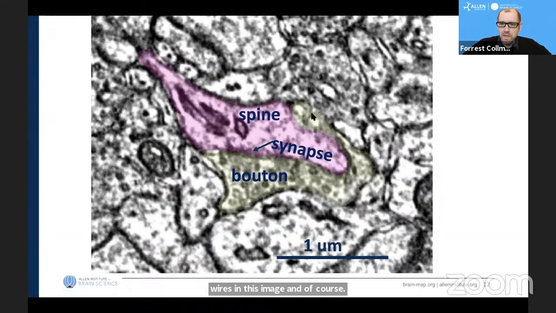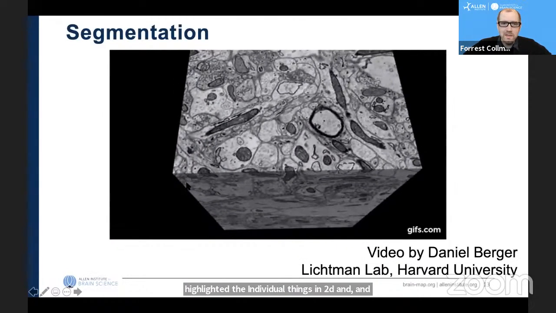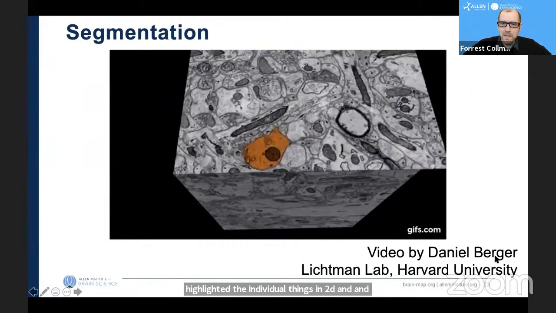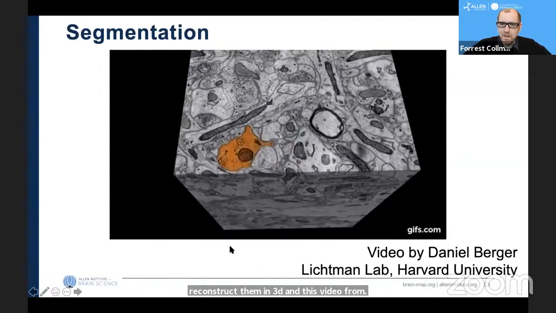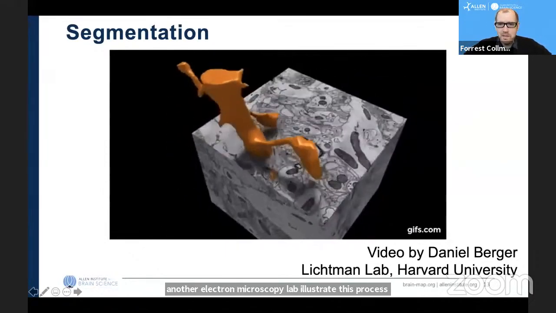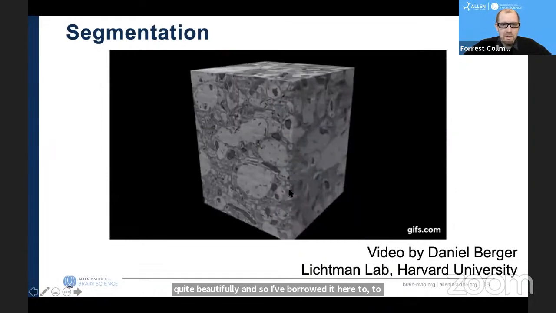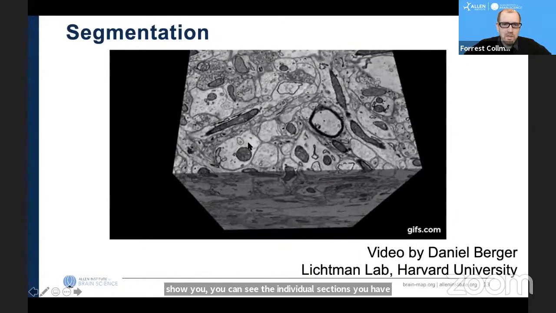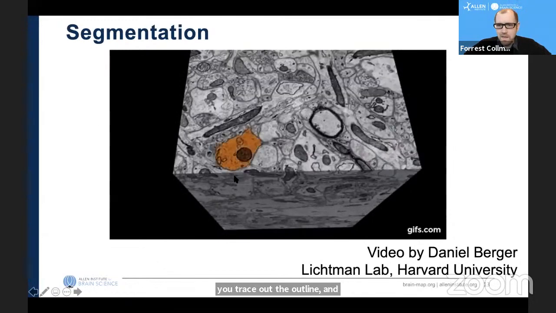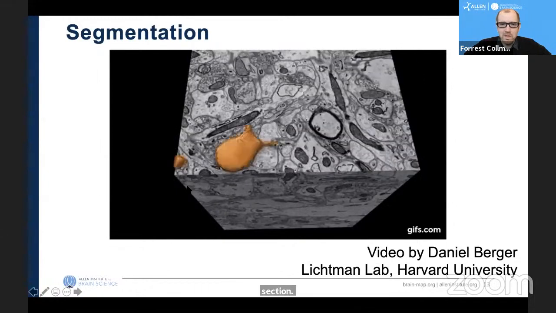We're interested in reconstructing these in 3D, so we need to take this conceptual step where we've highlighted the individual things in 2D and reconstruct them in 3D. This video, produced by Daniel Berger from Jeff Lichtman's lab, another electron microscopy lab, illustrates this process quite beautifully, and so I've borrowed it here to show you. You can see the individual sections, you trace out the outline, and then conceptually you want to do that in every single section, and then form a 3D reconstruction of the object that you're interested in.